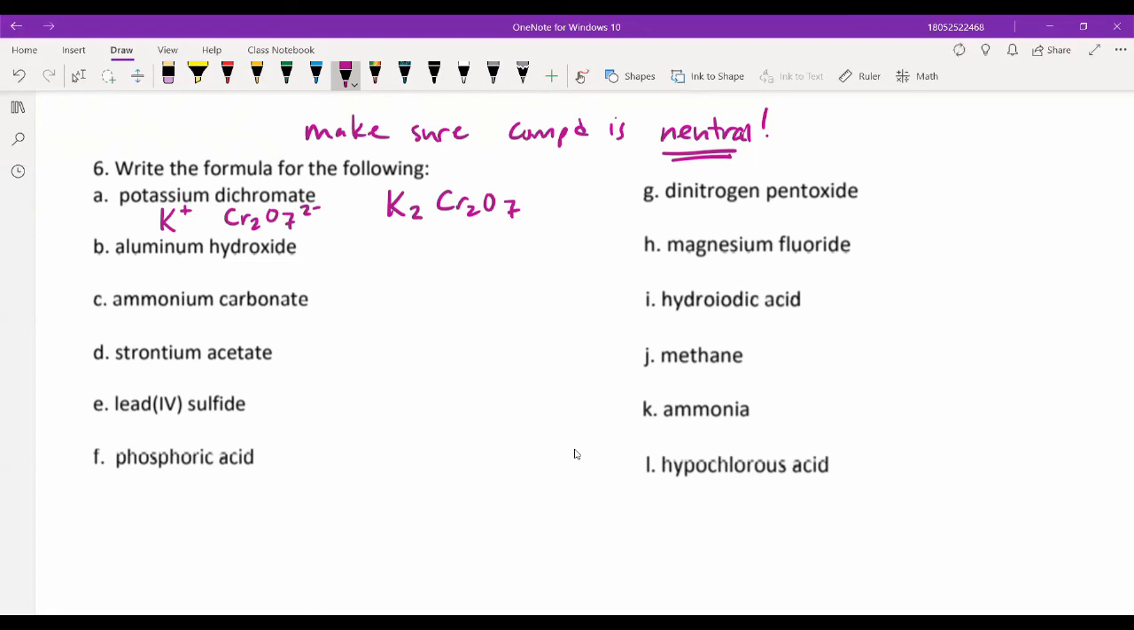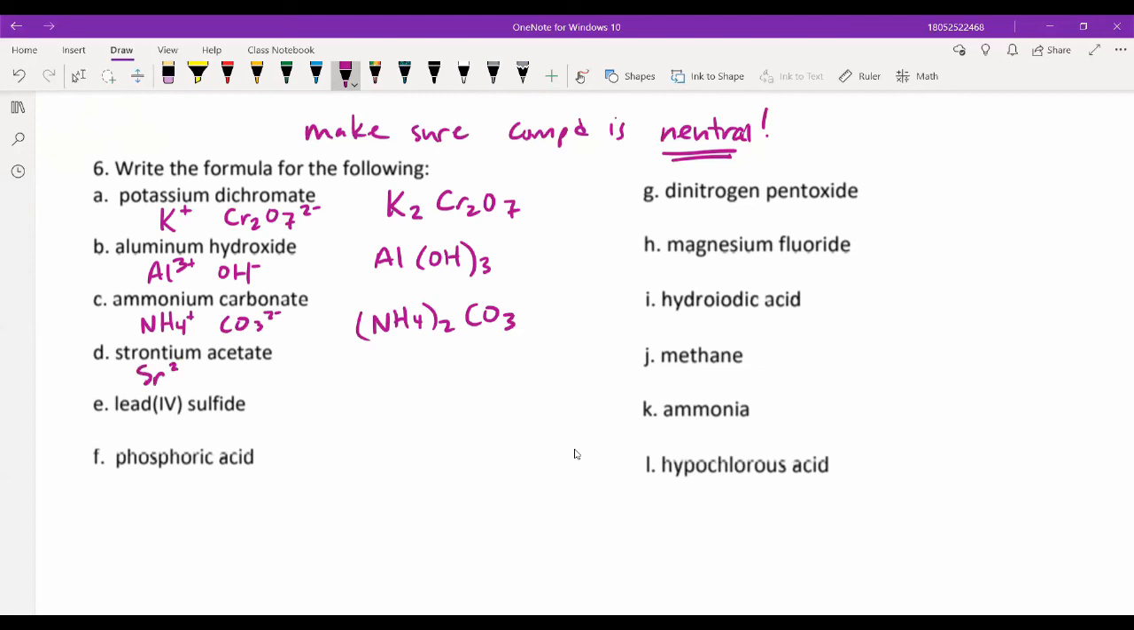Okay. In the same way, aluminum +3, hydroxide -1. So we want to make sure that the compound has 3 hydroxides. So we'll have parentheses around the OH with a 3. In the same way, ammonium is +1. Carbonate is -2. So we need 2 ammoniums and then 1 carbonate.